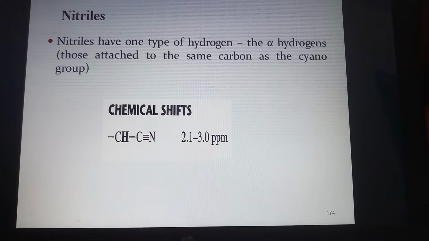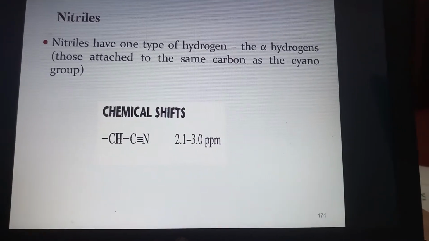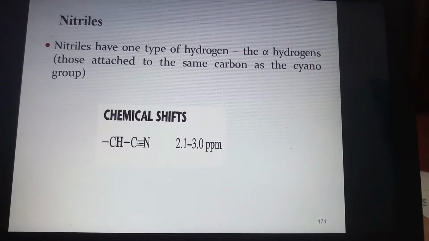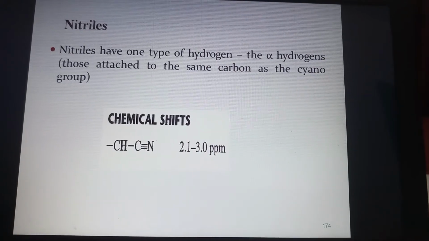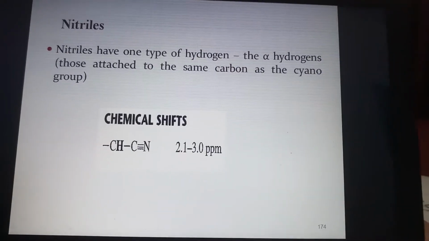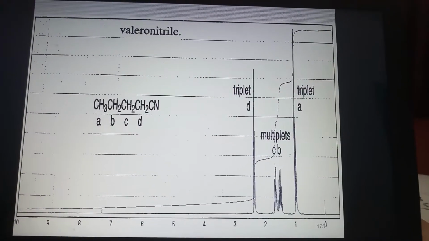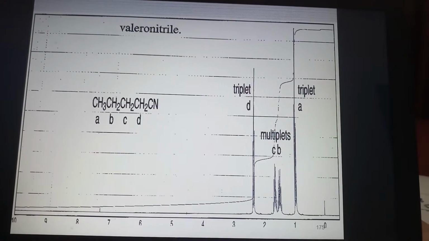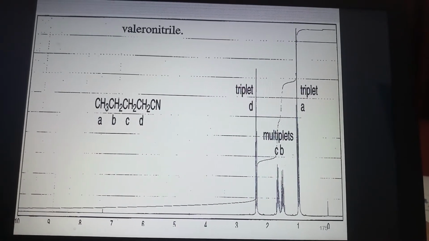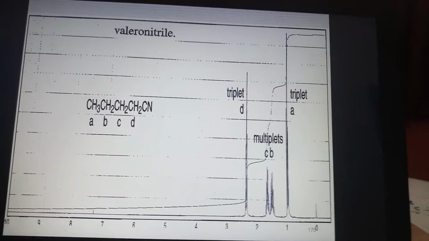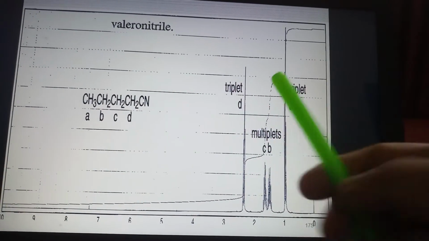For nitriles, nitriles have 1 type of hydrogen, the alpha hydrogen, and the chemical shift value is nearly 2.1 to 3 ppm. Example, valeronitrile. 4 types of proton environment is here: triplet, multiplet, and triplet.